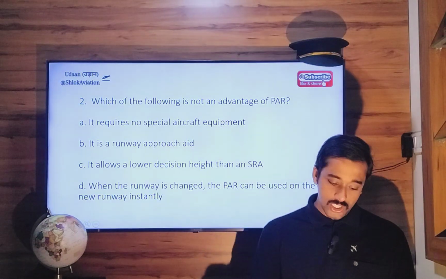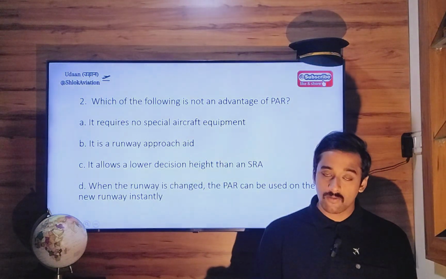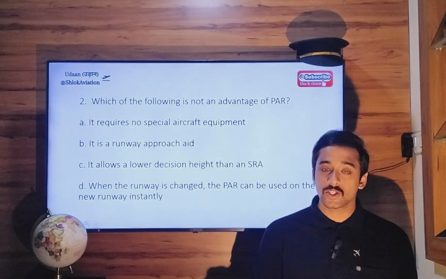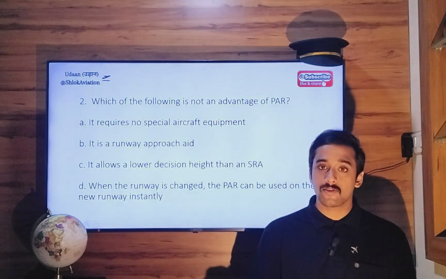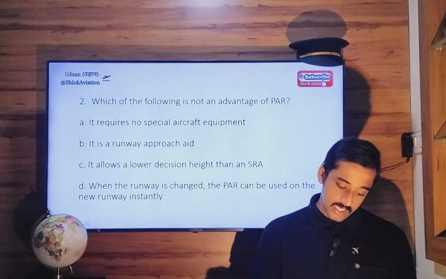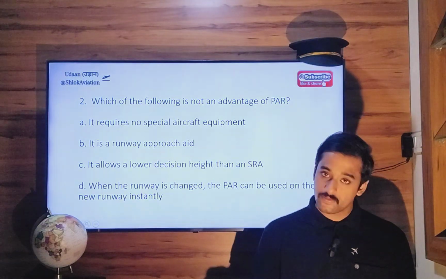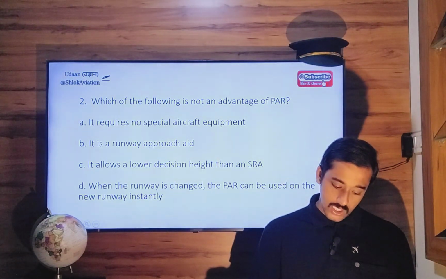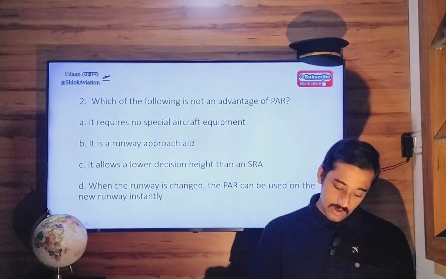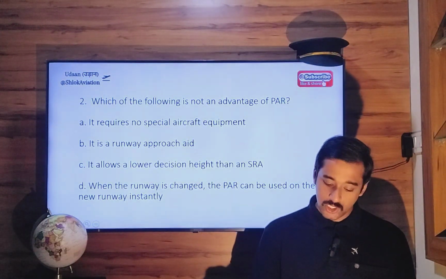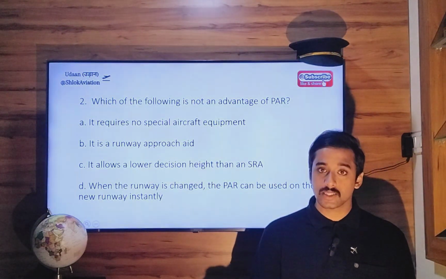Next. Question 2. Which of the following isn't an advantage, which is a disadvantage of precision approach radar? A: It requires no special aircraft equipment. B: It is a runway approach aid. C: It allows a lower decision height than a surveillance radar approach. D: When the runway is changed, the precision approach radar can be used on the new runway instantly.